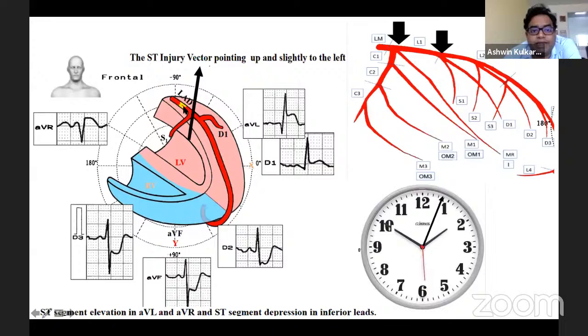Here you see a LAD occlusion slightly lower than the LMCA. So this is a typical area where the proximal LAD occlusion happens. Here you can see the direction of the vector is pointing in this direction. That's why you see ST elevation in lead aVL and lead 1, whereas there will be slight ST elevation in aVR still, but you will see diffuse ST segment depressions in lead 2, lead 3, and aVF. So this is a typical picture you see in proximal LAD occlusion, where there is ST elevation in aVL and other chest leads V1 to V6, but there is ST depression in lead 2, lead 3, and aVF.